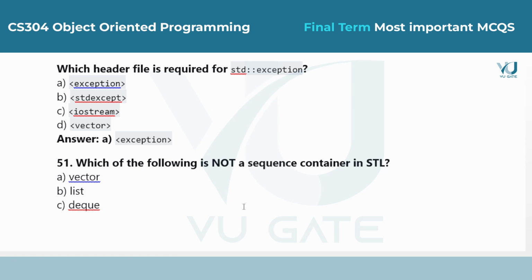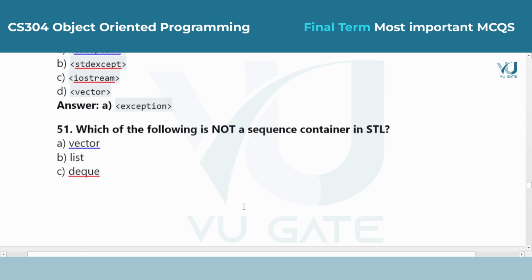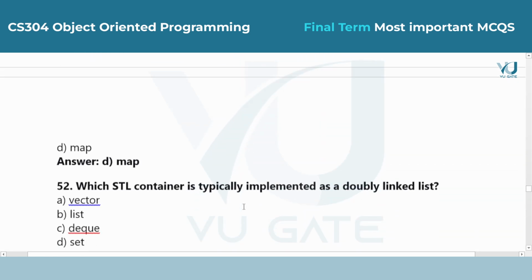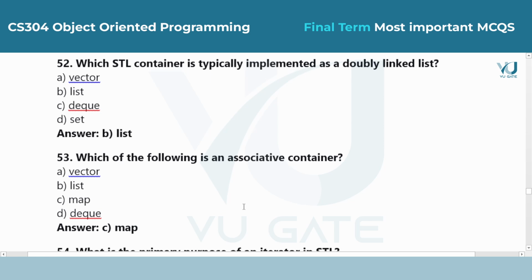Q51. Which of the following is not a sequence container in STL? Answer: D. Map. Explanation. Sequence containers like vector, list, and deque store data in a linear order. A map, however, is an associative container that stores data as key-value pairs. Q52. Which STL container is typically implemented as a doubly linked list? Answer: B. List. Explanation. In C++, std::list is implemented as a doubly linked list, which allows for fast insertions and deletions from both the front and the back.